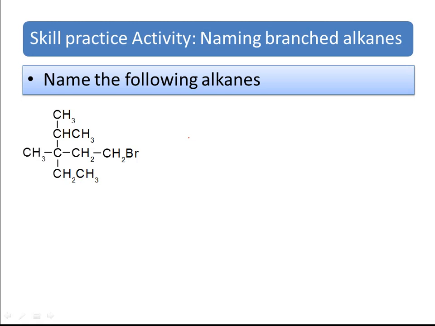First thing, I need to determine whether it's an ane or an ene. I've got all single bonds, so this one is an ane. That's rule number one. And then once we do that, we determine the principal chain or the main chain, which is, if I count from here, I get 1, 2, 3, 4, 5. But if I do it this way, it means everything else that's outside the principal chain becomes a branch. If I look at this side chain, we've got CH2, CH2Br.